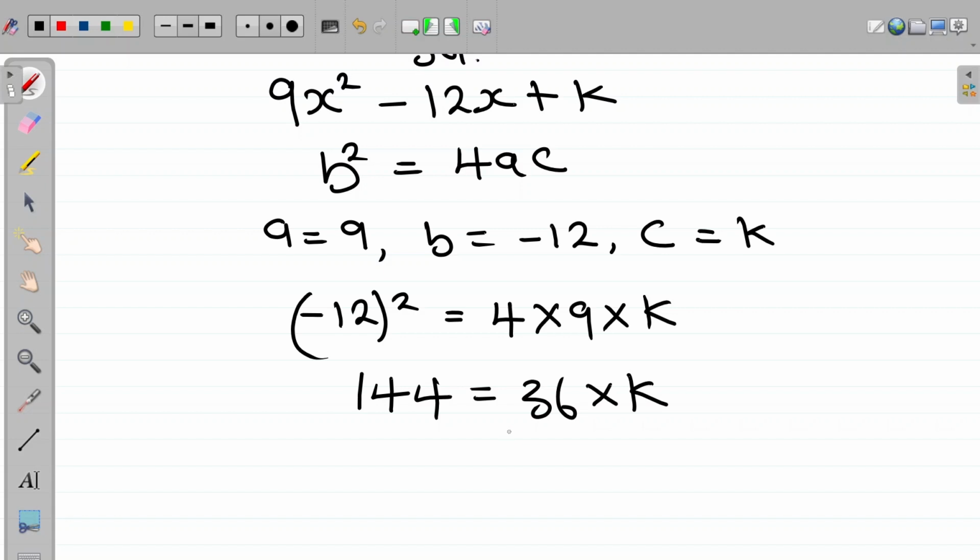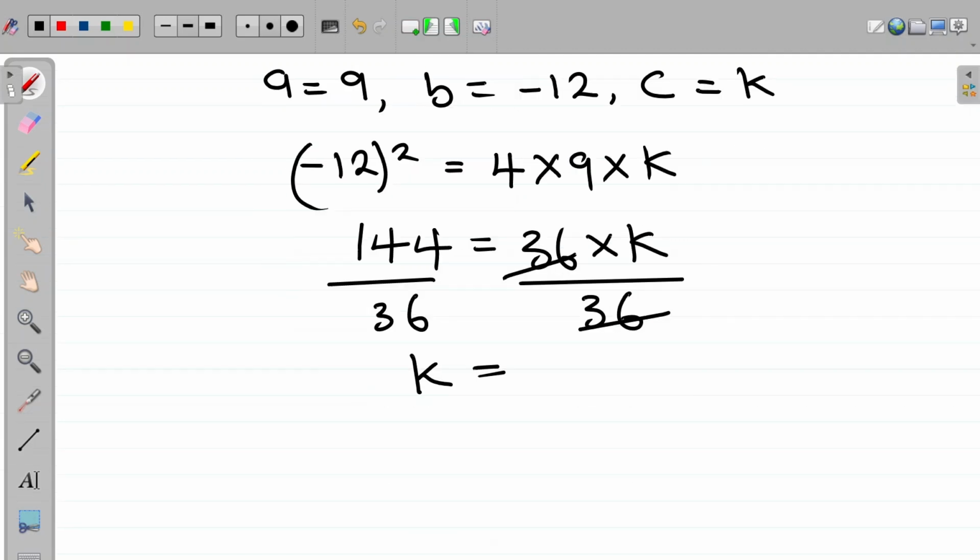Now, to make k the subject of the formula, we divide both sides of the equation by 36. 36 divided by 36 cancels, and we have that k is equal to 144 divided by 36. So k is equal to 4. Thus, 4 must be added to the expression to make it a perfect square.